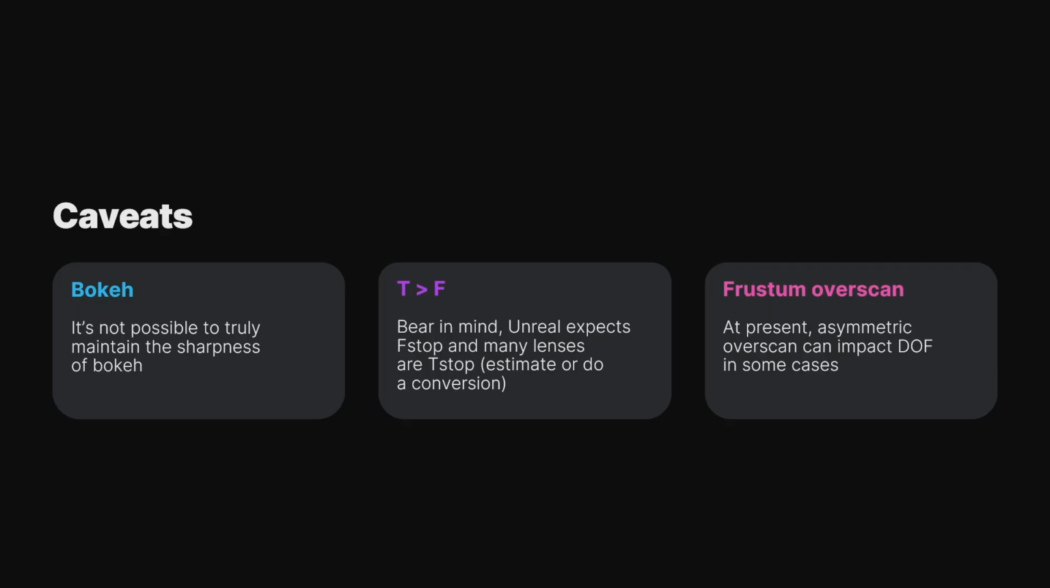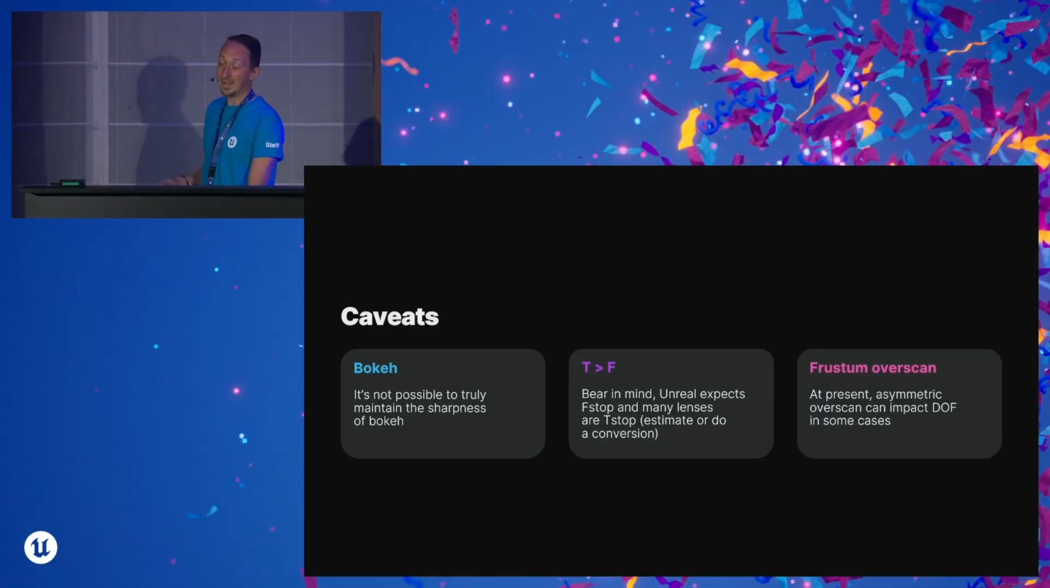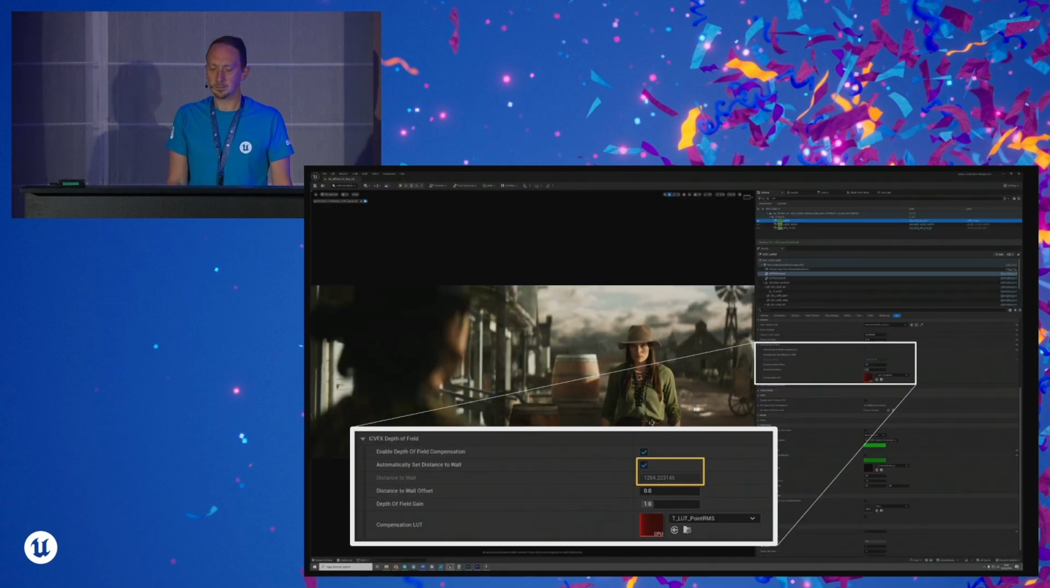Bear in mind also that frustum overscan, if at the moment you use the asymmetric overscan, so you might be pushing the end display out in a frustum overscan all the way to the right, that can impact depth of field. But if you see that happening, you can compensate for that with a feature I'm going to show you shortly called depth of field gain.